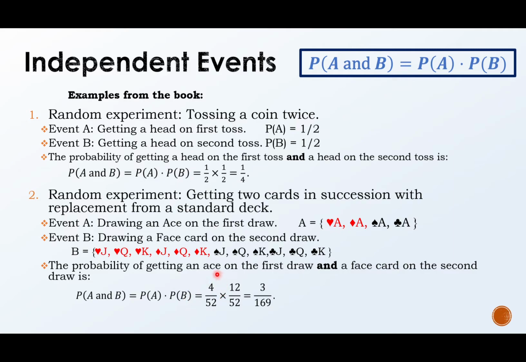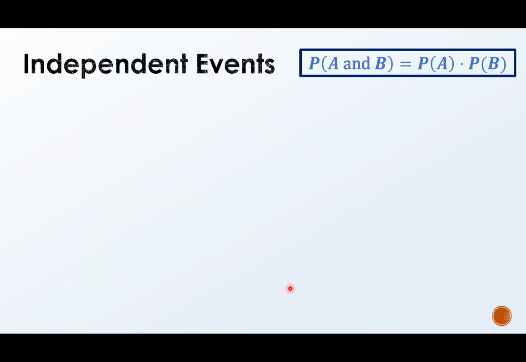So for the ace, we have 4 out of 52. For the face card, we have 12 out of 52. Take note, they have the same denominator. When the first event happens, the second event is not affected because we replaced the card. We returned the first card, then we drew the second card. So the product is 3 out of 169. You may verify this using your calculator.